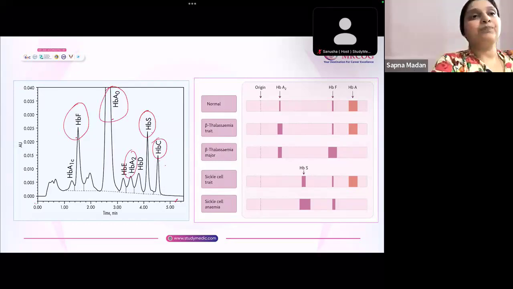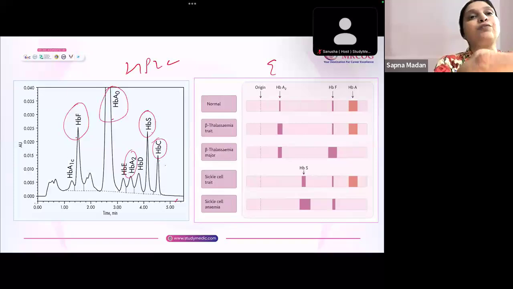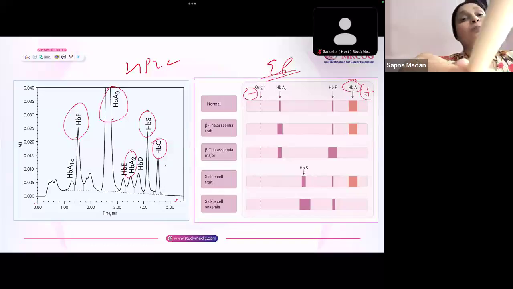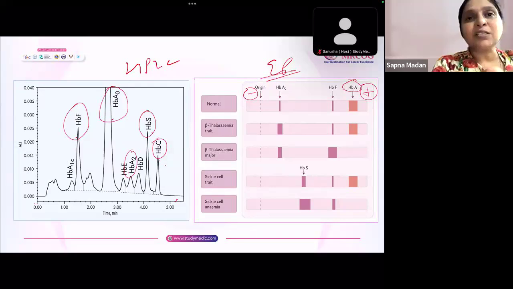Then this is HPLC, okay? And this is electrophoresis. Now in electrophoresis, you will be given slides, okay? It is checking the charge which is present on the hemoglobin. Origin is the negative pole, and this is the anode or the positive pole. So HbA, the adult hemoglobin, is the most negative. That is why it will move fastest and come to the last area, the closest to the anode area, the positive zone.